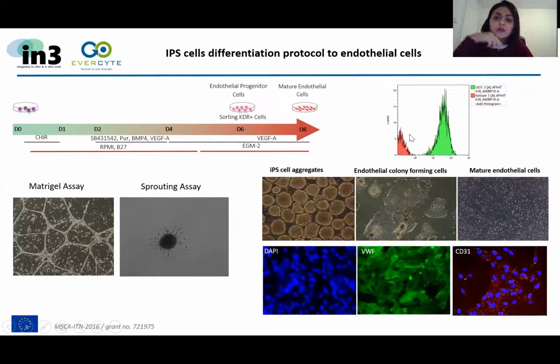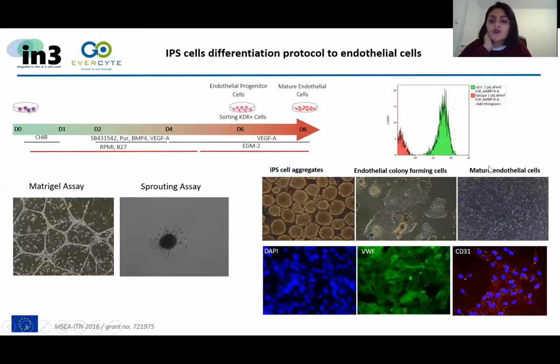As you can see here, we could characterize these endothelial cells. Here you see a flow cytometry of CD31, which shows that the population of our cells is homogeneous and they have CD31 expression. And here in the bottom right, you see the iPS cell aggregates at day 0, and then endothelial colony-forming cells. This is the other name for KDR-positive cells, or VEGF receptor 2 positive cells.